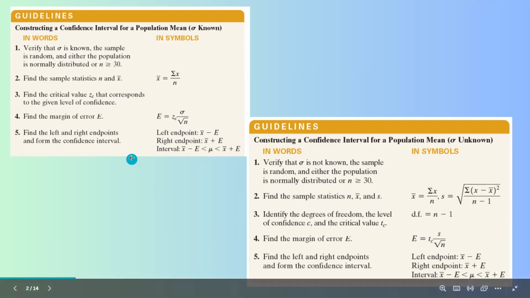Now, the last steps are the same. Find the left and right endpoints. The left endpoint is x bar minus E, and the right endpoint is x bar plus E. The confidence interval is x bar minus E and x bar plus E.